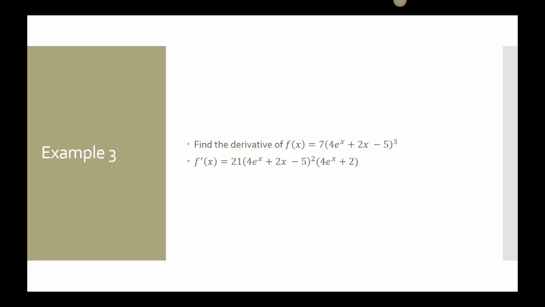All right, so I'm just going to keep going and give you a few more examples. So this one looks pretty similar. I threw an e in there just to show you what happens there. So this one, when I start with 7 times (4 e to the x plus 2x minus 5) cubed, first step is bring down that 3. So now I have 21. But I keep the 4 e to the x plus 2x minus 5, and now it's squared. Inside, 4 e to the x, the derivative is still 4 e to the x, plus 2x becomes 2, and the minus 5 disappears.